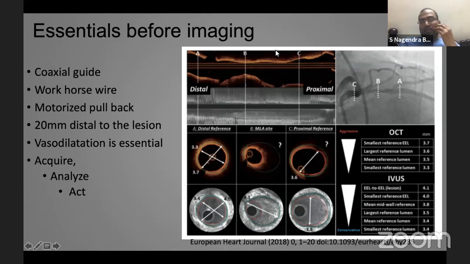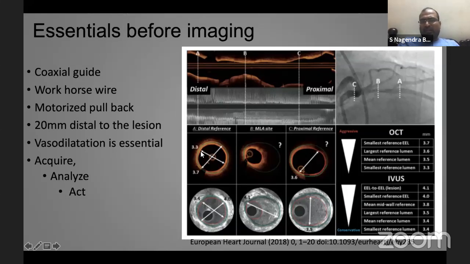This is the image published in European Heart Journal 2018. Stent size can be decided based on the distal reference segment, minimal lumen area segment, or proximal reference area segment. If you look here, IVUS and OCT, we can start from the smallest reference area of EEL all the way to the smallest reference lumen area. Anywhere you mention the dimension, there are two dimensions. One is the minimum dimension, the other is the maximum dimension. The third is the mean dimension, the average of these two.